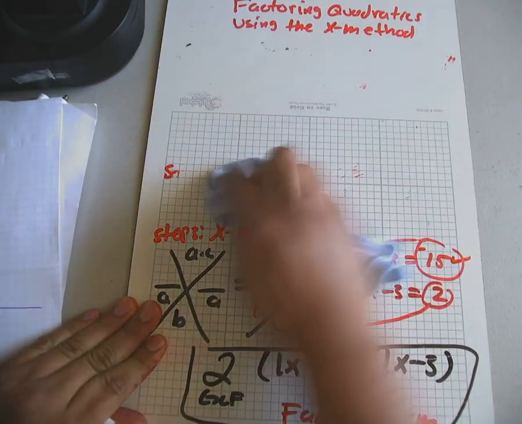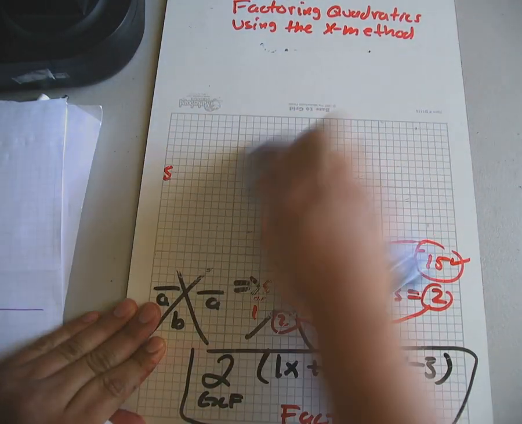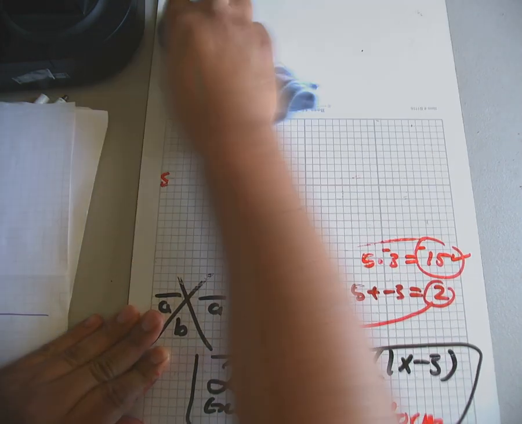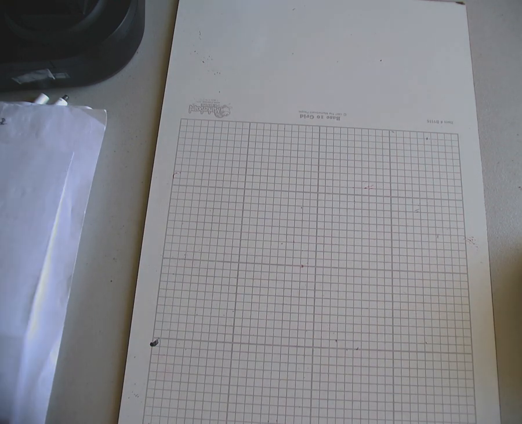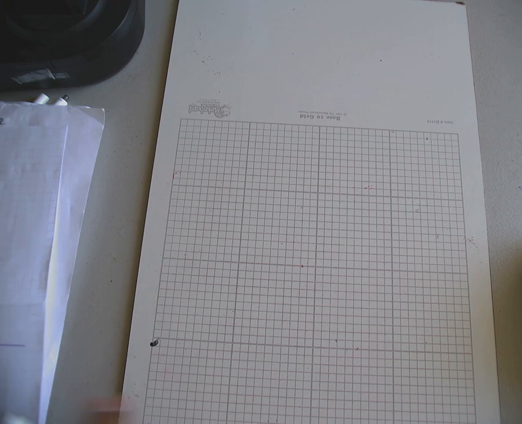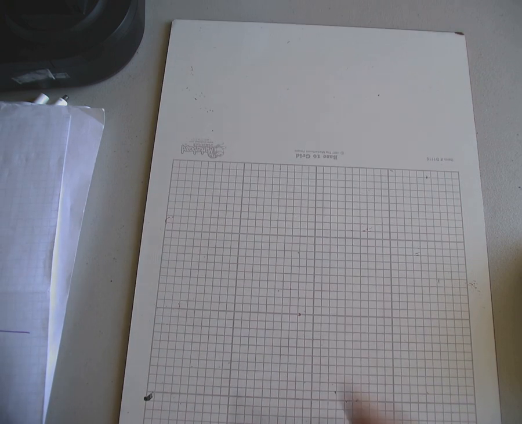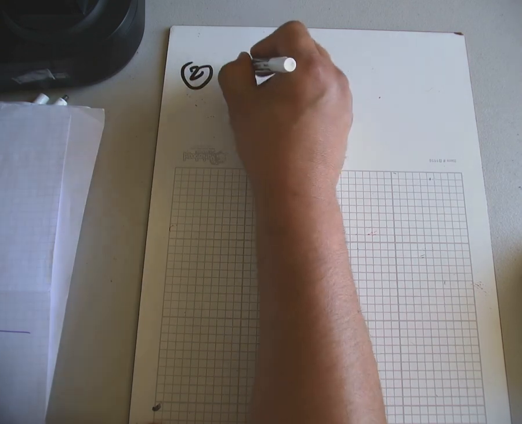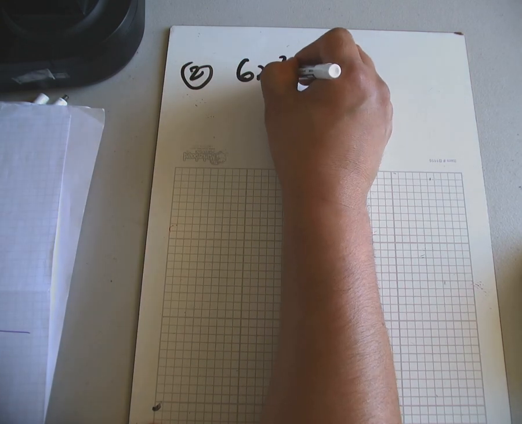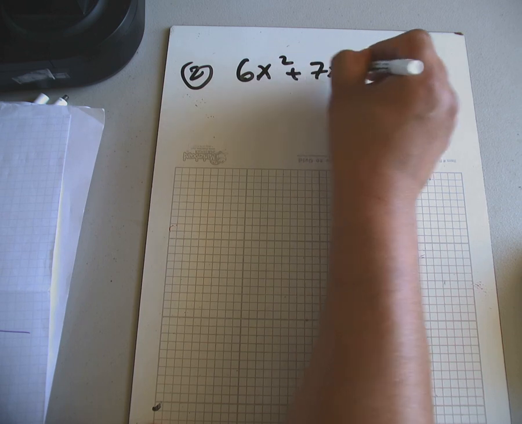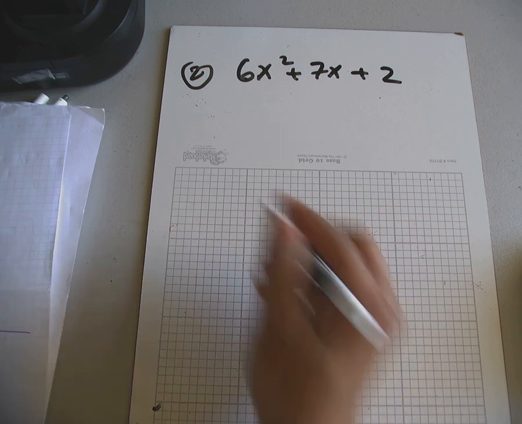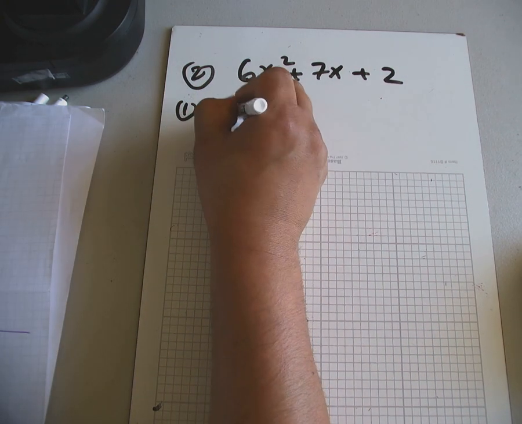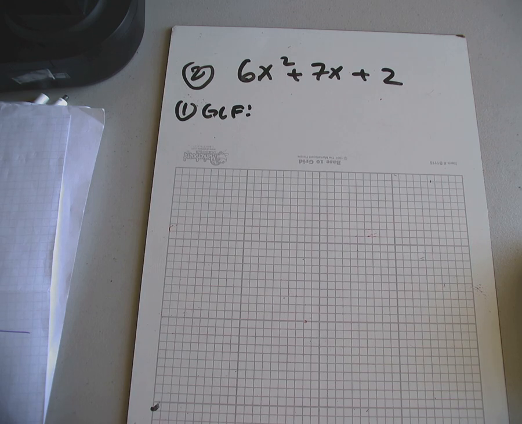Let me erase this real quick, and I'm going to erase the topic as well. I don't need it right now. For my next example, let me see which one from the notes we did will be a nice one. Okay, this is a good example. Example number 2: 6x squared plus 7x plus 2. Again, we need to find the GCF. My step number 1, GCF. There's none.